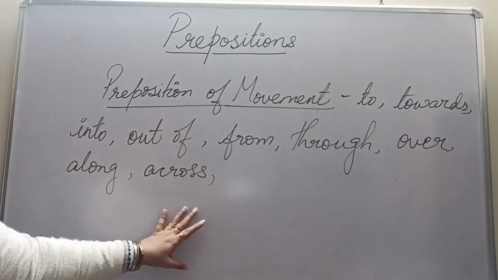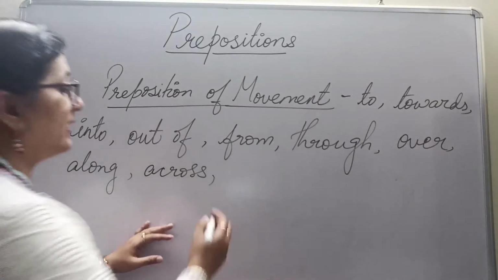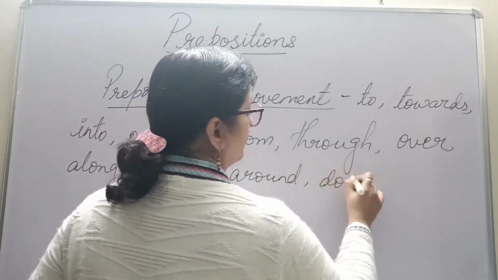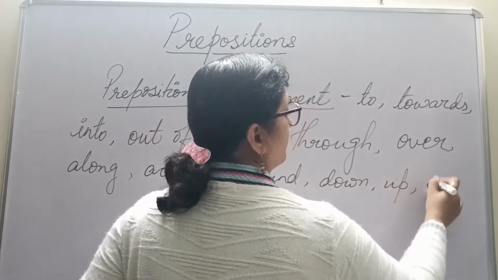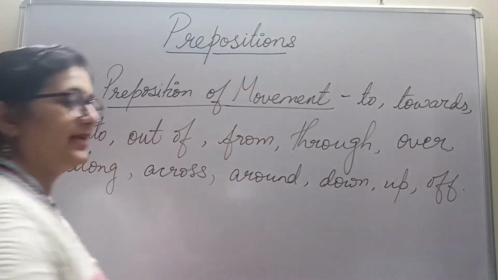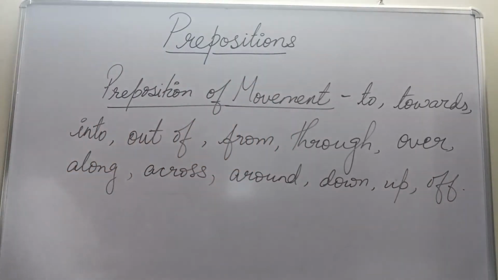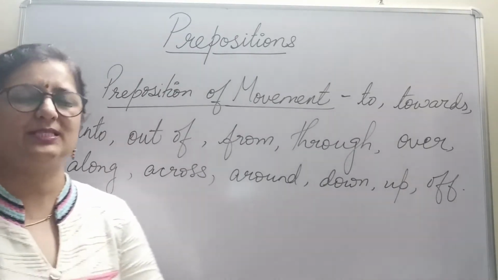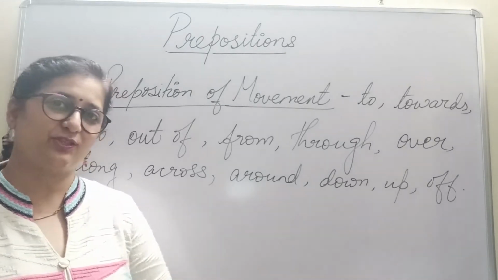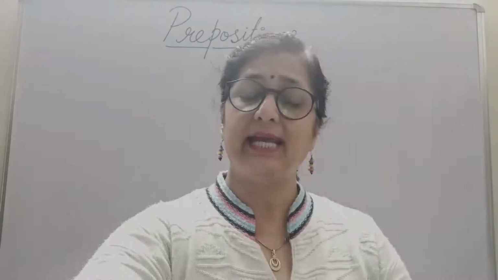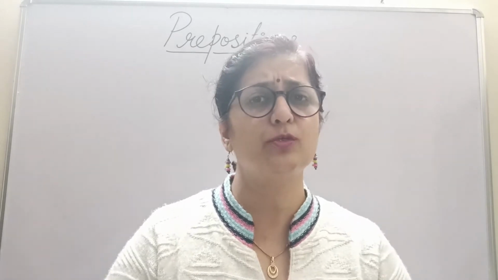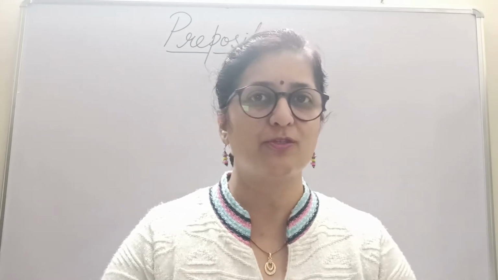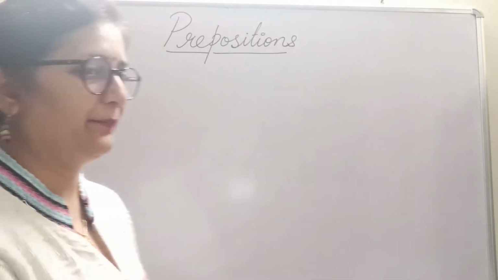Okay, along, across, around, down, up, off, right. Now these are a few of our prepositions which I have discussed with you, the three basic categories of our prepositions. At times it happens that we get confused when to use which preposition. A few confusing prepositions, let me tell you a few about them.